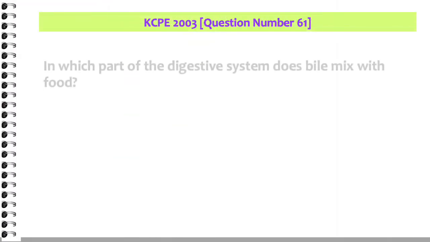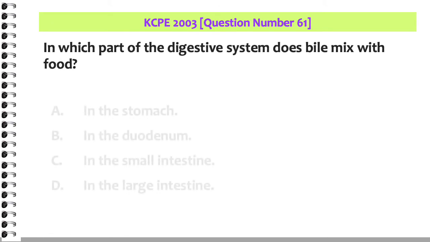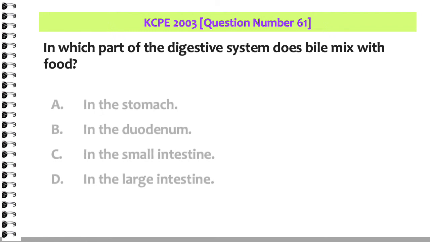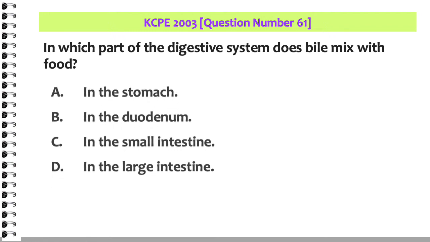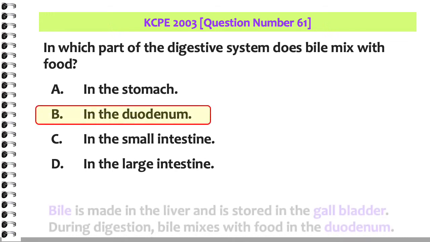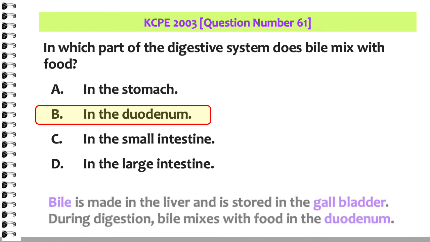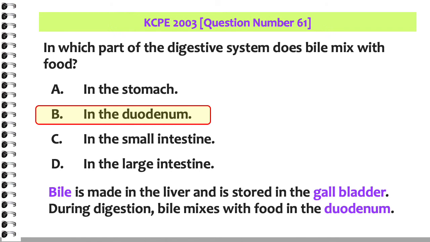In which part of the digestive system does bile mix with food? A. In the stomach, B. in the duodenum, C. in the small intestine, and D. in the large intestine. Bile is made in the liver and is stored in the gallbladder. During digestion, bile mixes with food in the duodenum.